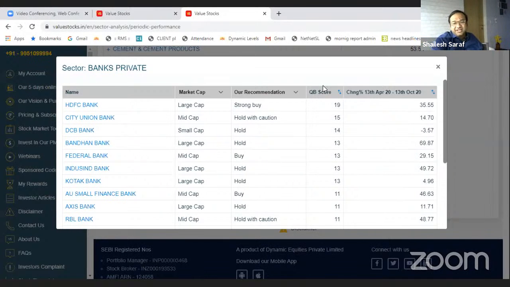Okay. So if you see, the best stock in private banks is HDFC Bank. If you go to the sector view, you will see my recommendation and my QB score, whether it is a strong buy or not. And you know that this is the leader in that private bank space. So whenever I buy, I only buy HDFC Bank. I don't buy Kotak Bank because Kotak Bank is 13, whereas HDFC Bank is 19. That means HDFC Bank is continuing to do sales growth and profit growth.